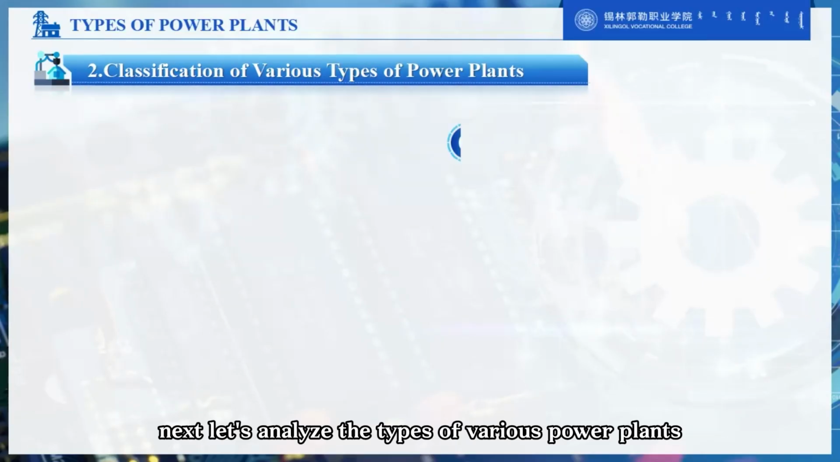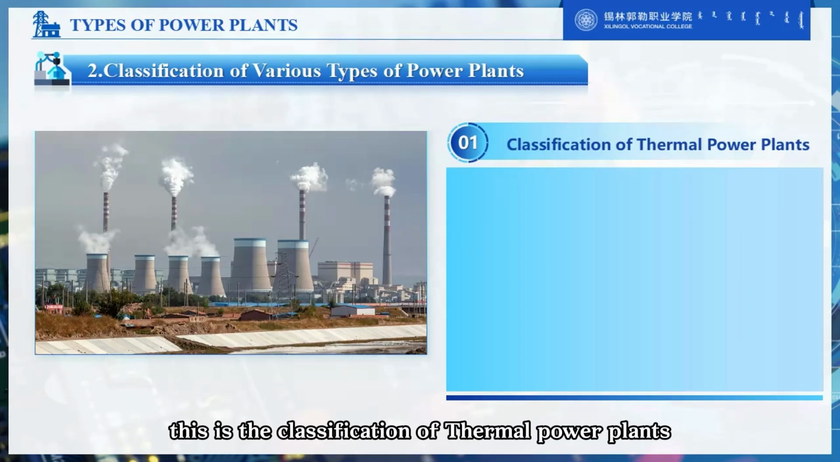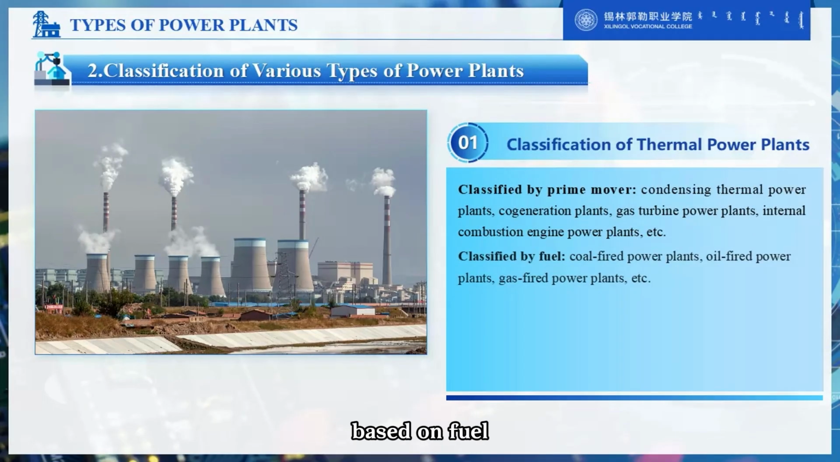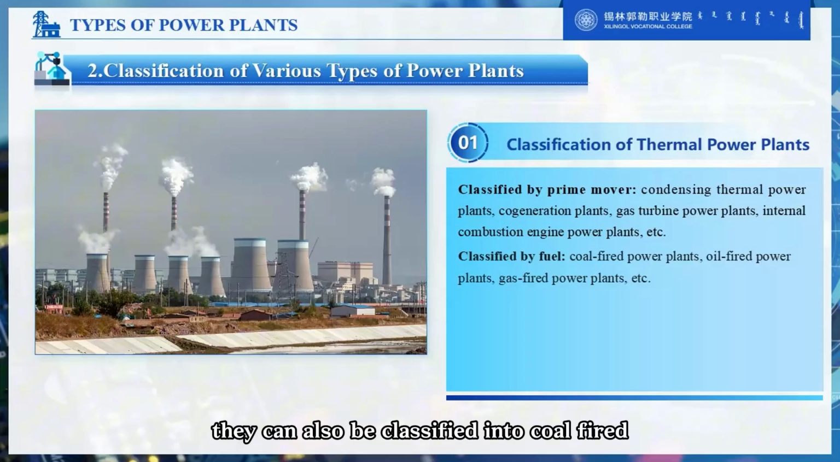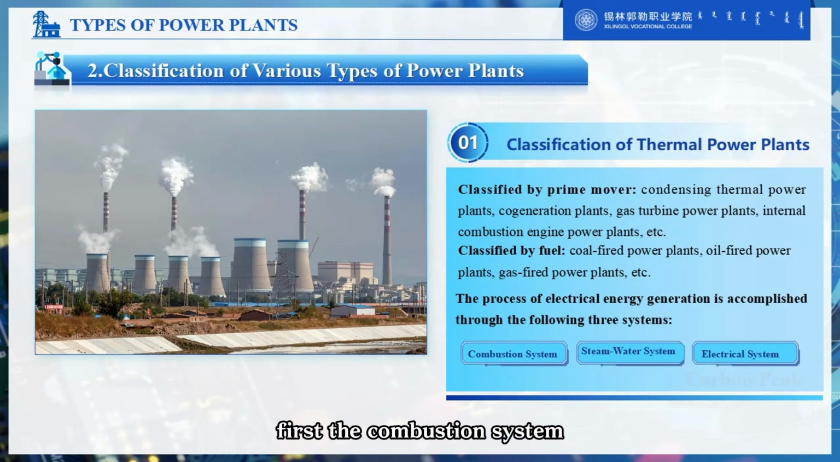Next, let's analyze the types of various power plants in detail. Please look at the pictures. This is the classification of thermal power plants. Based on the prime mover, they can be classified into condensing thermal power plants, cogeneration plants, gas turbine power plants, and internal combustion engine power plants. Based on fuel, they can also be classified into coal-fired, oil-fired, and gas-fired power plants. The process of generating electricity is accomplished through the following three systems. First, the combustion system. Second, the steam-water system. Third, the electrical system.